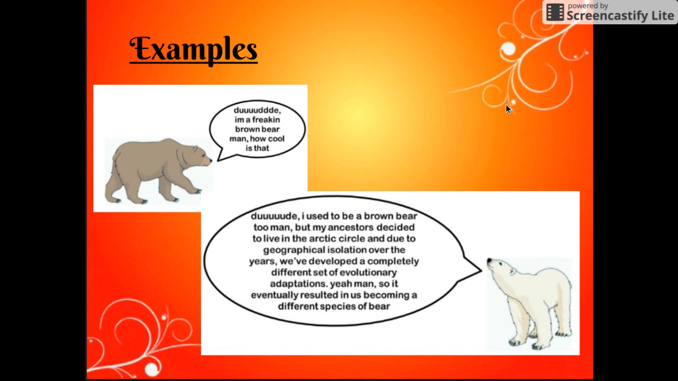Another very classic example is a brown bear and a polar bear. So this brown bear is pretty excited about being a brown bear, and then the polar bear says, "Dude, I used to be a brown bear too, man, but my ancestors decided to live in the Arctic Circle, and due to geographical isolation over the years, we've developed a completely different set of evolutionary adaptations." Yeah, man. So it eventually resulted in us becoming a different species of bear.